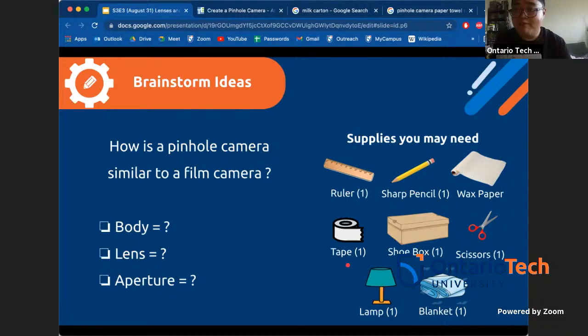I'll give you some time to get your materials, maybe the next minute or two. But as people are gathering their materials, does anyone see the similarities between a pinhole camera and a film camera? Looking at body, lens, and aperture. So the body is the shoebox that we have over here. Yes, Prati.